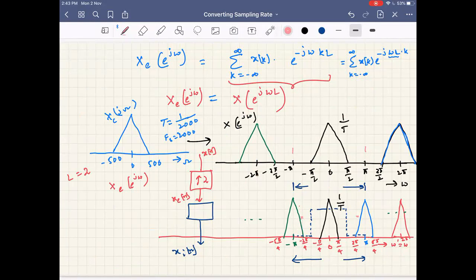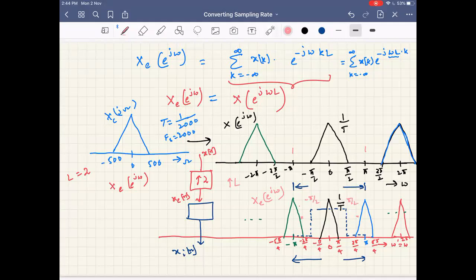And thus, what will that be in Xe of e power j omega? This is Xe of e power j omega. Since we need to apply the filter on Xe of e power j omega, what is the range that captures minus pi to pi in X of n, or X of e power j omega? That's what we need to see. What is the range it captures? Since we are upsampling by L times, this range is from minus pi by L to pi by L.